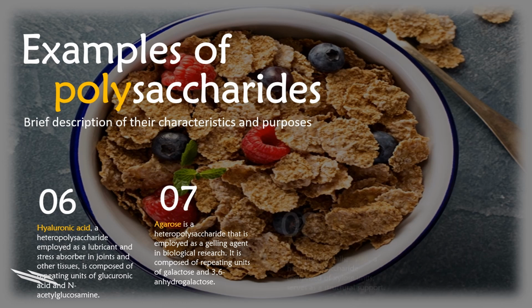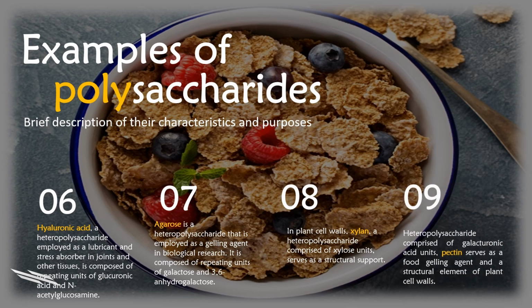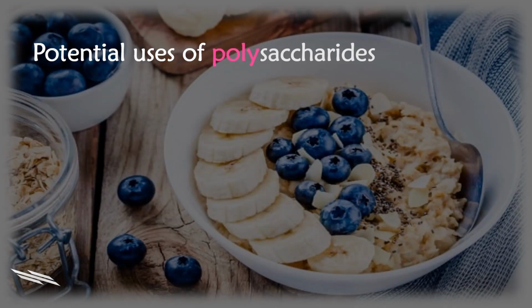In plant cell walls, xylan, a heteropolysaccharide comprised of xylose units, serves as a structural support. A heteropolysaccharide comprised of galacturonic acid units, pectin serves as a food gelling agent and a structural element of plant cell walls. A homopolysaccharide consisting of glucose units called dextrin is utilized in medicine as a blood volume expander and for other purposes. Polysaccharides have a number of advantages and are crucial components of numerous biological systems. The following are some potential advantages of polysaccharides.